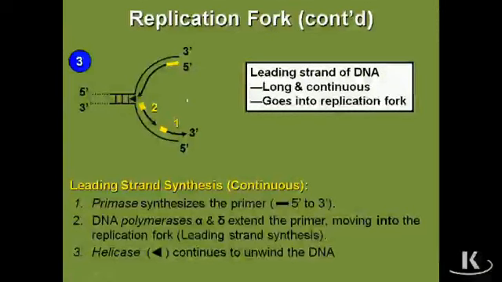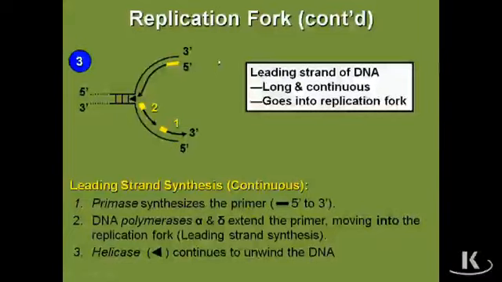What do I mean by that? Well, here we have this little arrow, which is telling you that the replication fork is moving from right to left, and we have two strands of DNA. One is being duplicated from right to left, and one is being duplicated from left to right. The strand that's being replicated from right to left is moving in the same direction as the replication fork, which is also moving from right to left. Therefore, we refer to that as the leading strand.